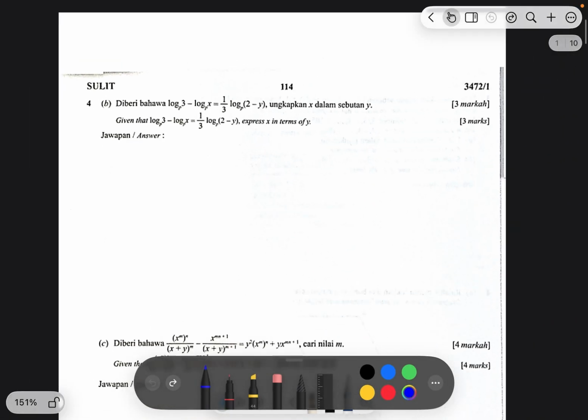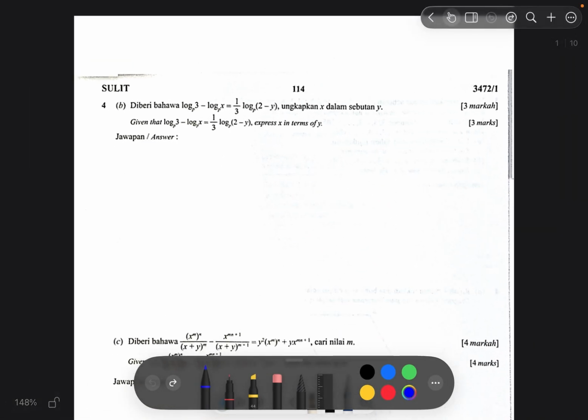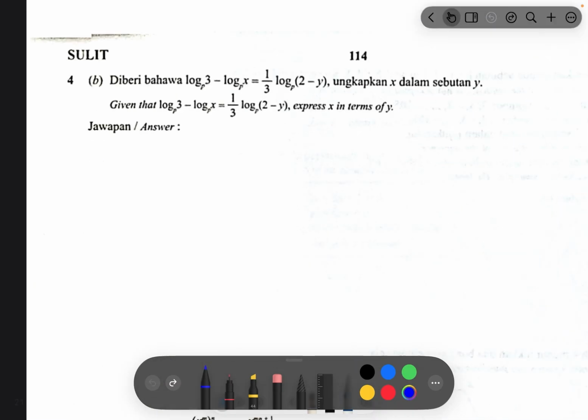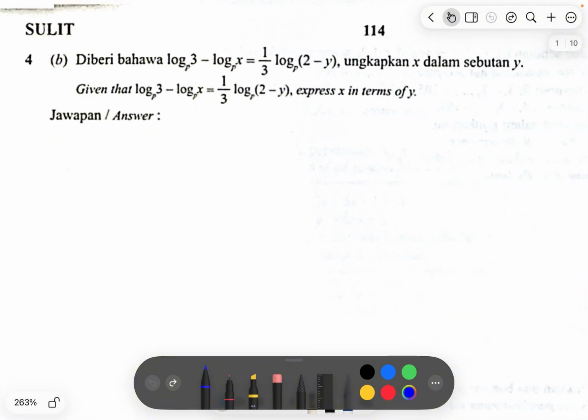Okay, so hi guys, this is SPM 2025 Paper 1, and I just went back from my Addmath tuition, so I'm just going to go through some questions that I discussed with my teacher. So first, this is question 4. This is very easy.